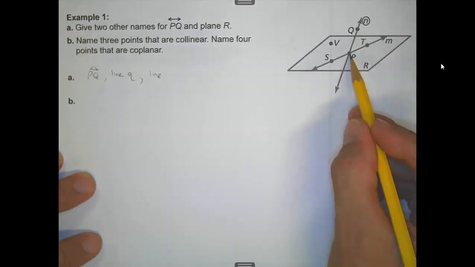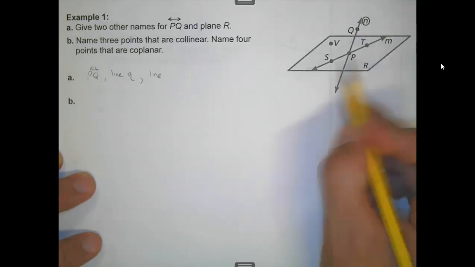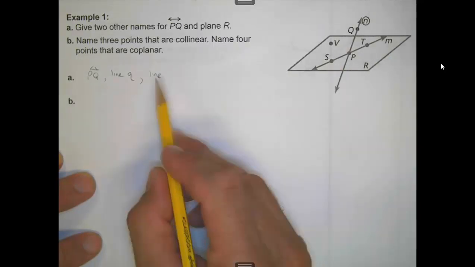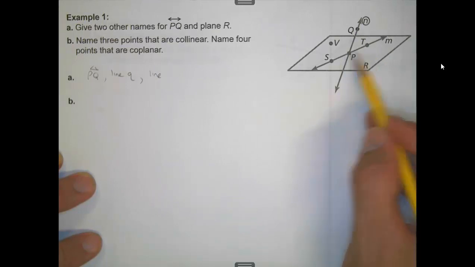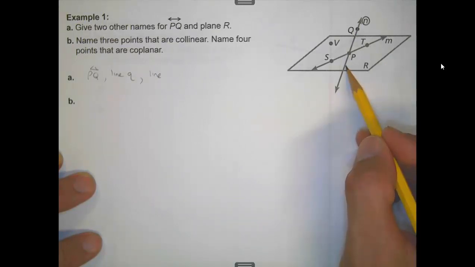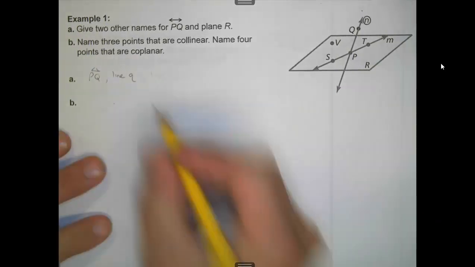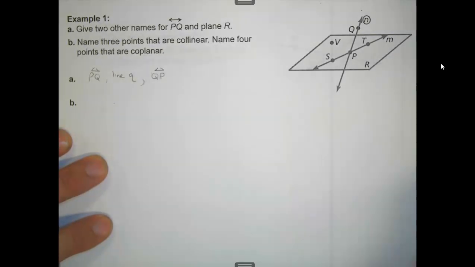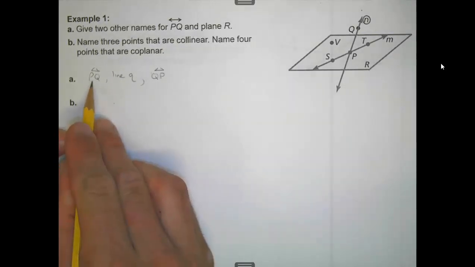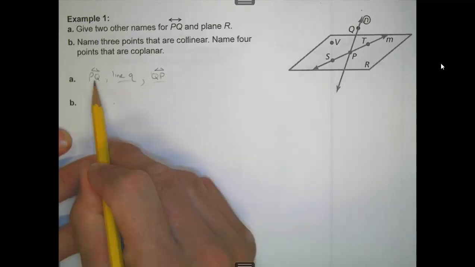Actually, we can't use line P, because with line P we don't know if we're talking about this vertical line or this line that looks like it's lying on the plane. So I'm okay with us naming lines by a single point, but we do have to be careful that you can't misinterpret that line as a different line. We can change it up though. We could do QP, so line QP instead. The order in which you give these 2 points doesn't matter. So here are 2 different ways to name line PQ.